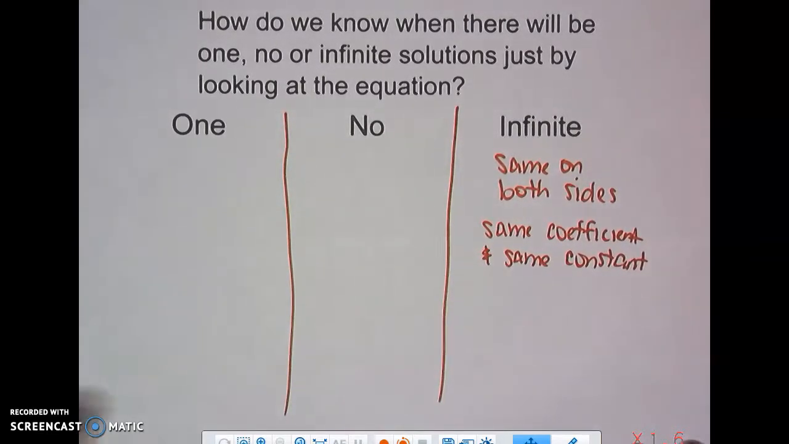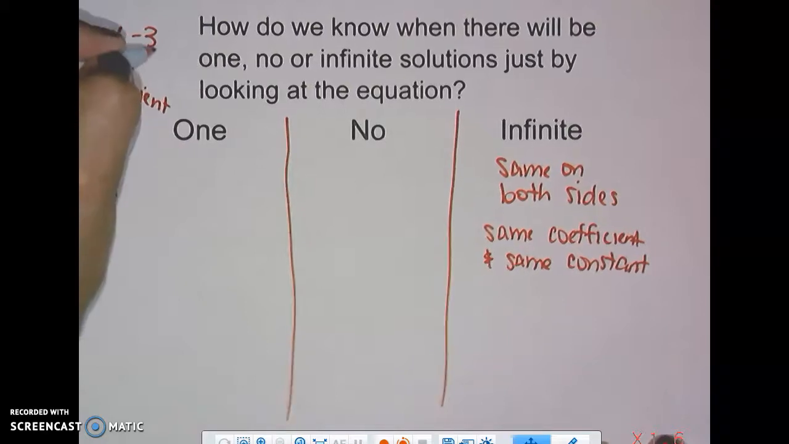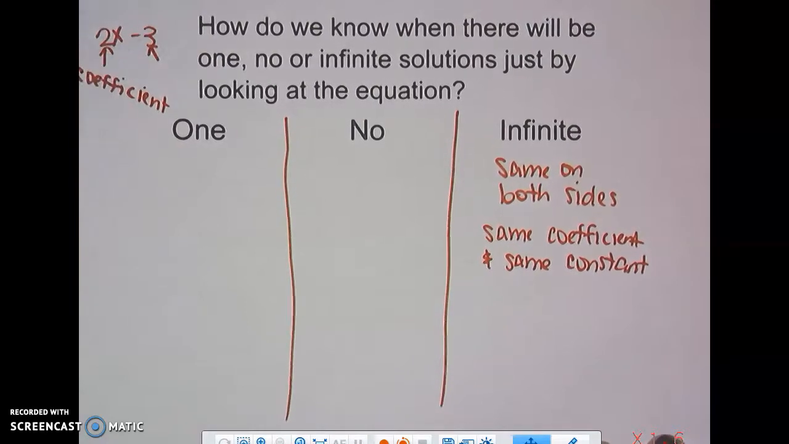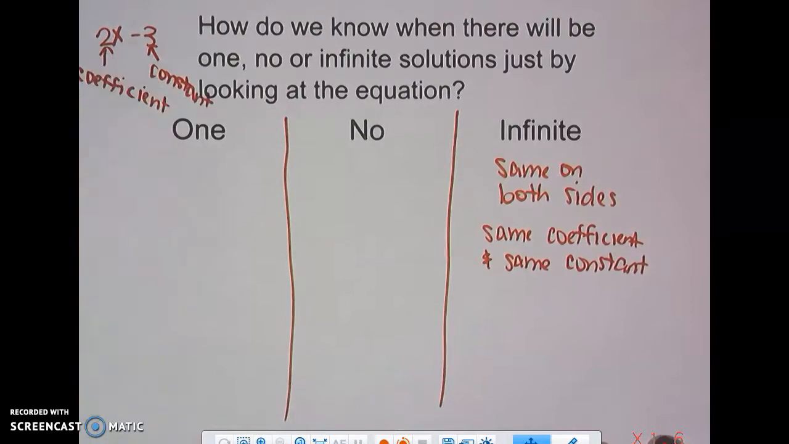Okay, let's refresh our memory with those vocabulary words really quick. If I give you 2x minus 3, this 2 there, the number that's in front of the variable, is going to be the coefficient. And this number that's added or subtracted on is going to be our constant. Okay, so both of those things are the same on both sides of the equal sign. That means that we have infinite solutions.